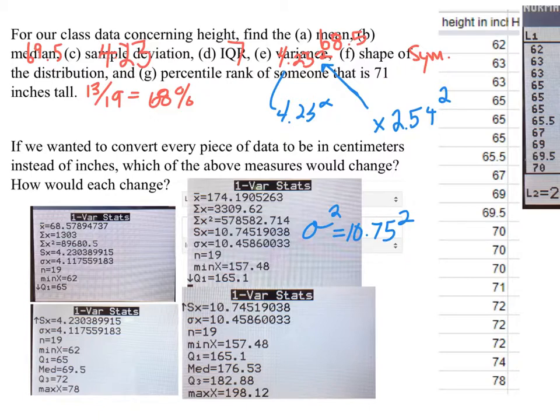The shape, well, the shape is not going to change. It's still going to be the same shape. And the percentile rank of that 71-inch tall person, well, once we figure out what their centimeter height is, that will also not change because every piece of data has been multiplied by the same amount.